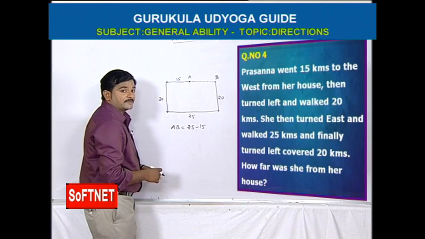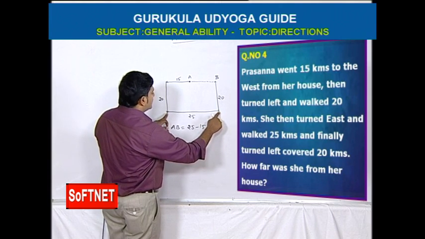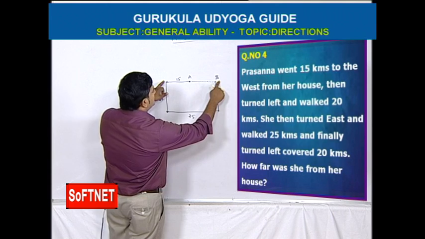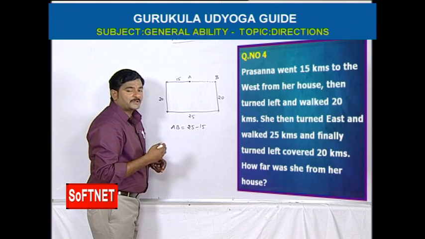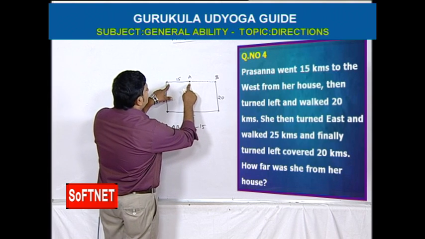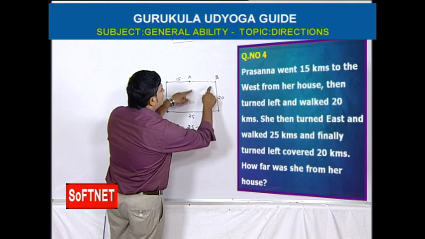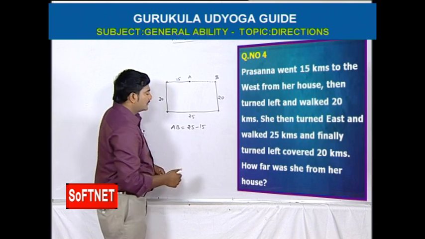I repeat this step once again. Here this length is 25 kilometers. If this is 25 kilometers, this must also be 25 kilometers. Out of these 25 kilometers, 15 kilometers are already given. So if this is 15, how much remains? I have to get 10 kilometers. So what does it mean?